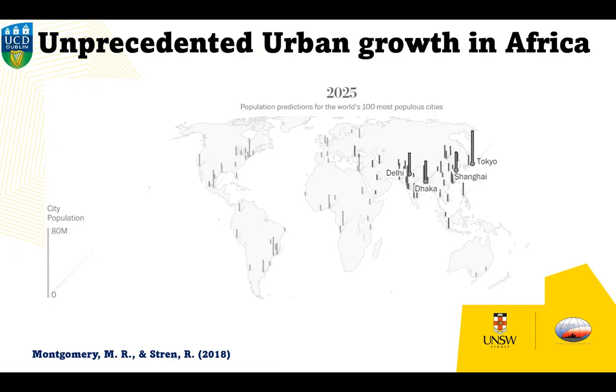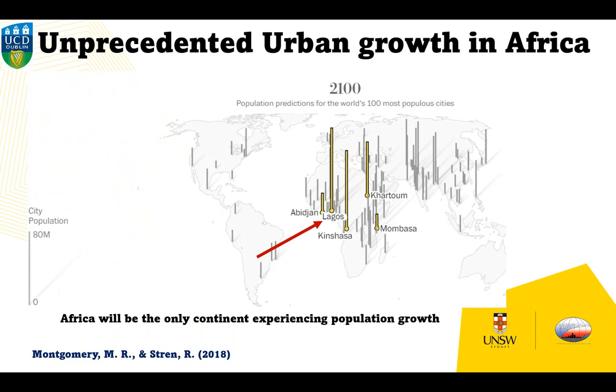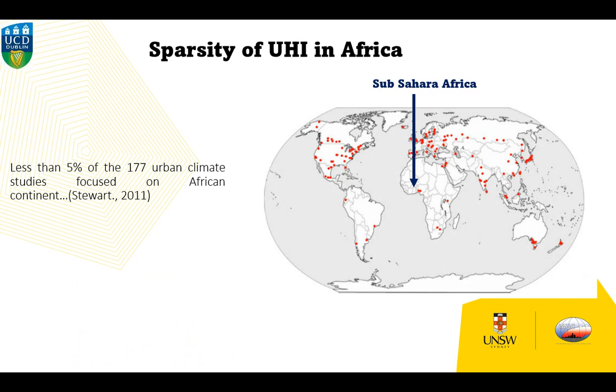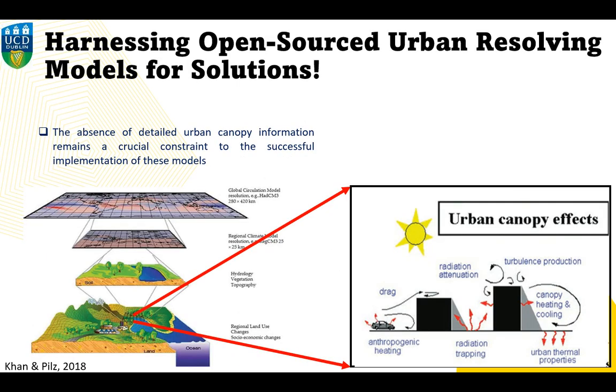Urbanization generally has been unprecedented, and in the next century it is expected to be concentrated in this part of the world, which is sub-Saharan Africa. We all know the impact of urbanization, and yet there have been few urban climate studies over this region. Possibly, this is because of a lack of sufficient high resolution data for urban climate studies.